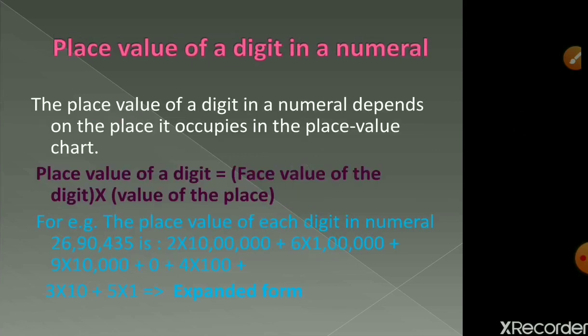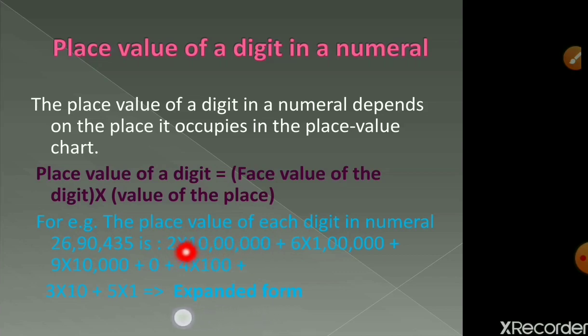Now let's talk about the place value of a digit in a numeral. So the place value of a digit is generally the face value of the digit times the value of the place. That is, we will just find out the place value of each number, like 5 is ones place, 3 tens, 4 is 100, 0 is 1000, 9 10,000, 6 lakh, and 2 10 lakh. We'll simply take the face value of the number and multiply it with the value of the place.